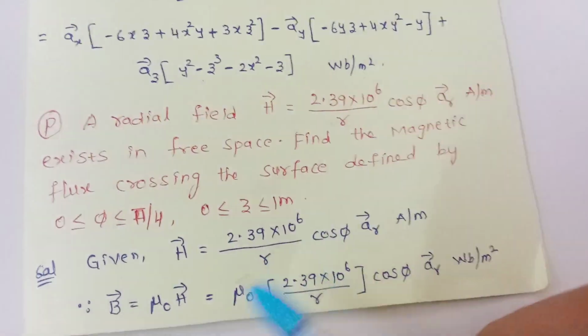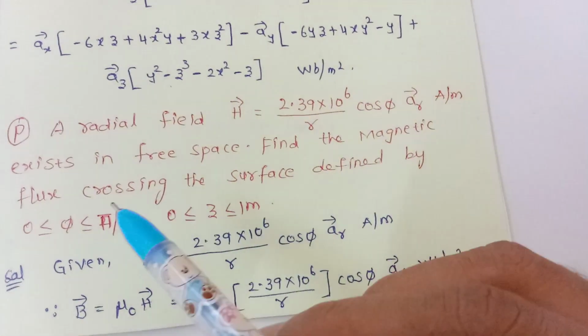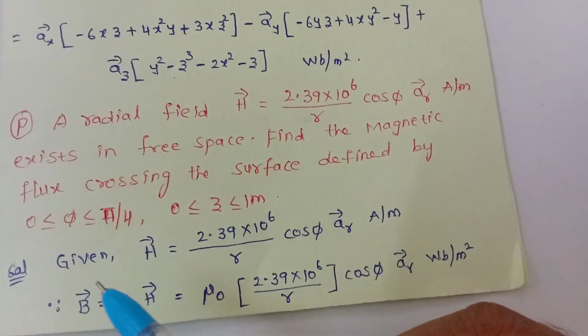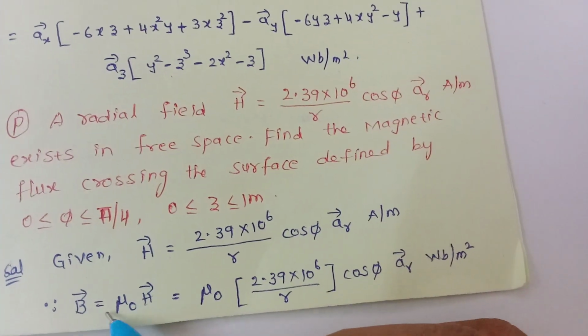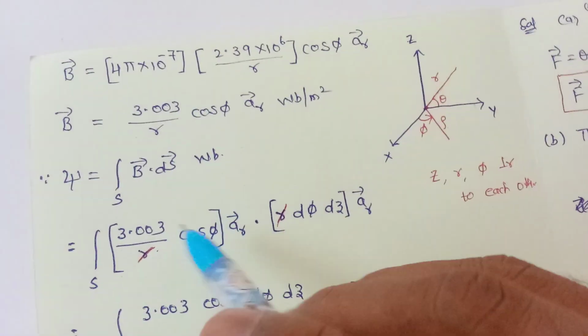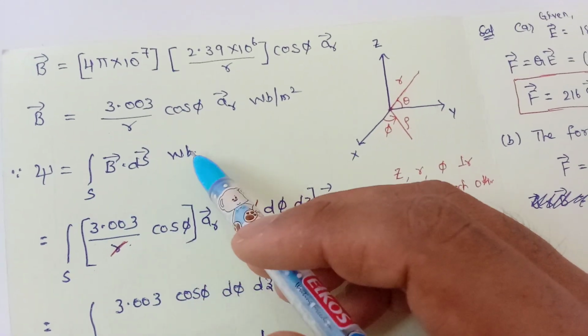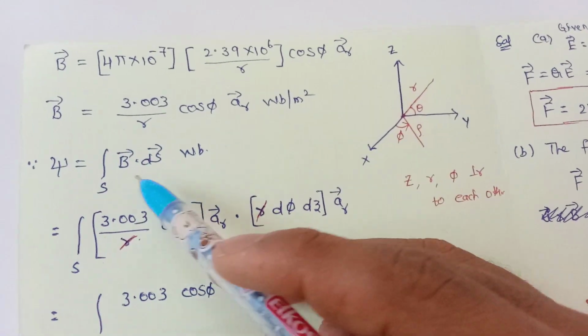Given H bar is this, then we have to find out the magnetic flux crossing the surface. Therefore, first of all, I am going to find out the magnetic flux density, mu naught into H bar. After finding the B bar, with the help of phi equal to the surface integral of B bar dot dS bar, in Webers, I am going to find out the magnetic flux. See, B bar.